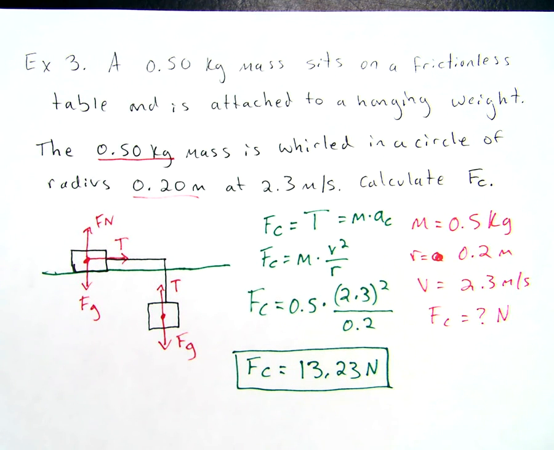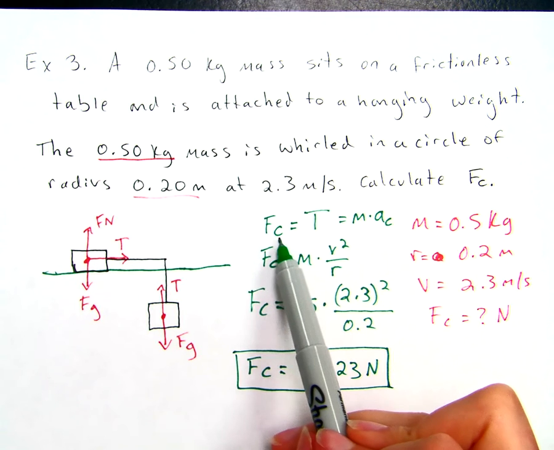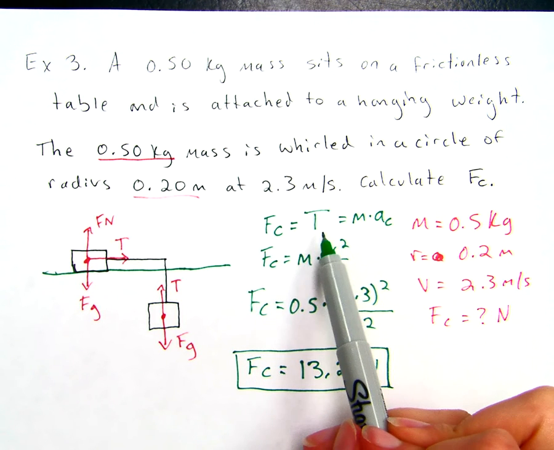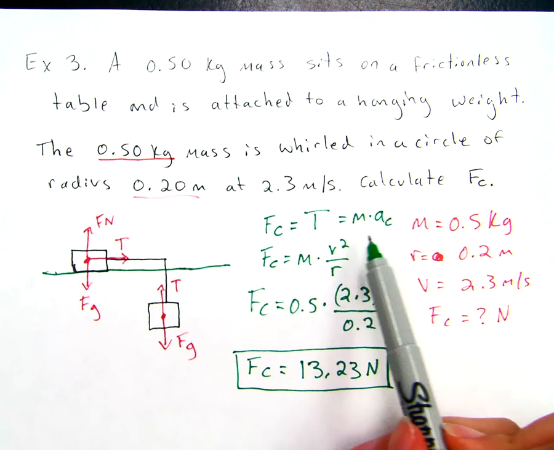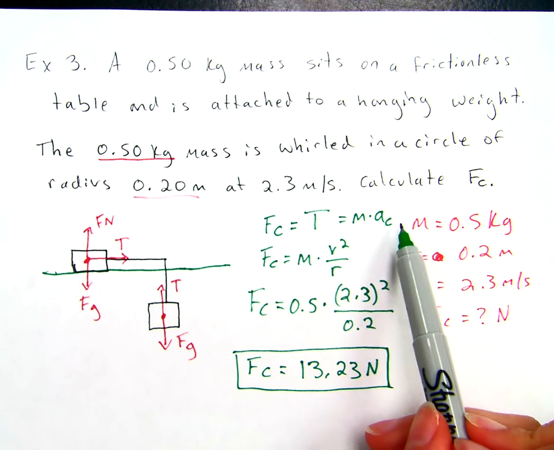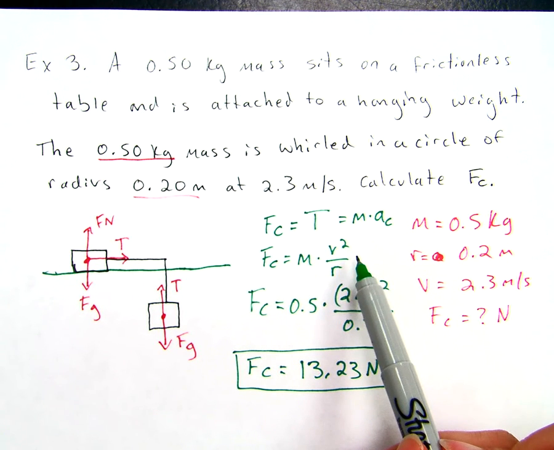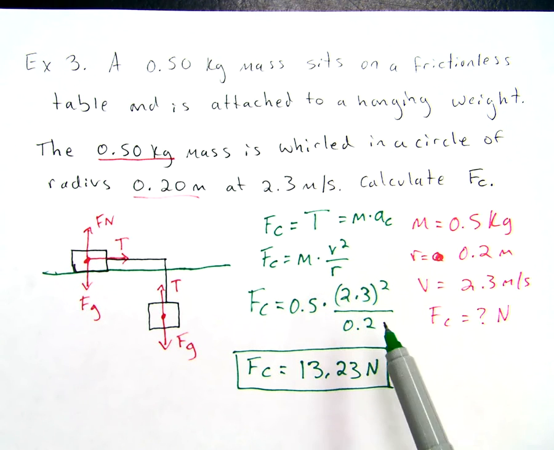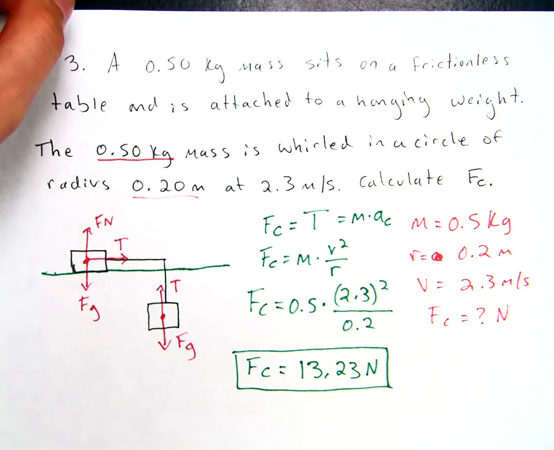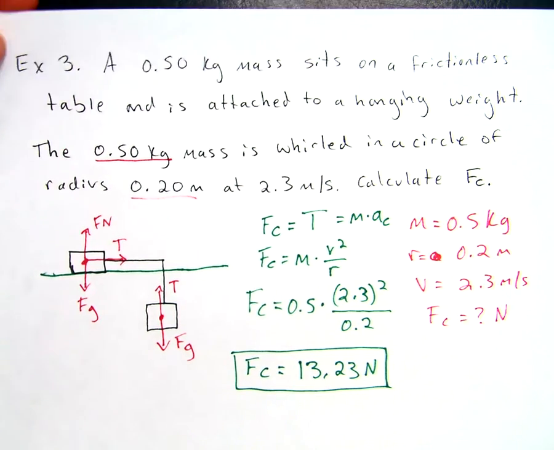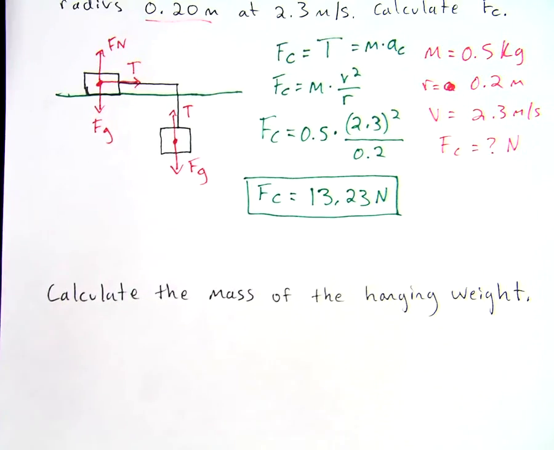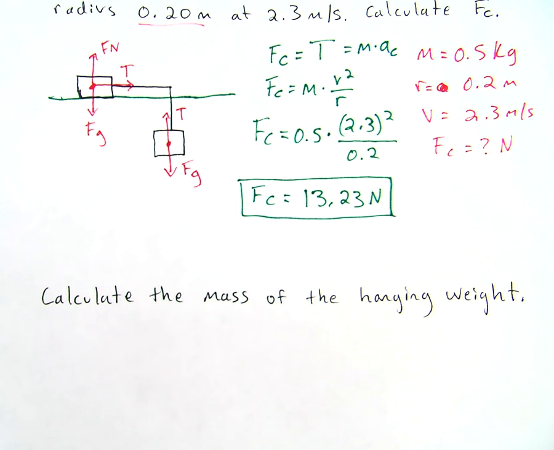Okay? So we know that our centripetal force is just the tension. That's the only force that's going to cause it to move in a circle. And that's equal to mass times the centripetal acceleration. I substituted in the centripetal acceleration formula, and then I plugged in all of the information that they gave me and arrived at an answer. Now, that wasn't too hard, so what makes this problem difficult? Well, it's a two-step problem. The next part wants you to calculate the mass of the hanging weight.